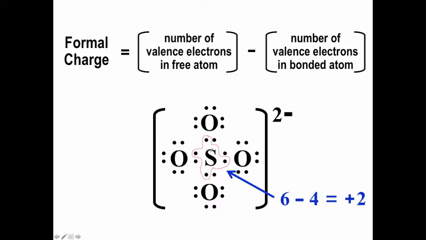And so sulfur really has half of the 8 electrons around it, or 4, that are really associated with it. So originally it had 6, now it has 4. The difference is +2, that's its formal charge.